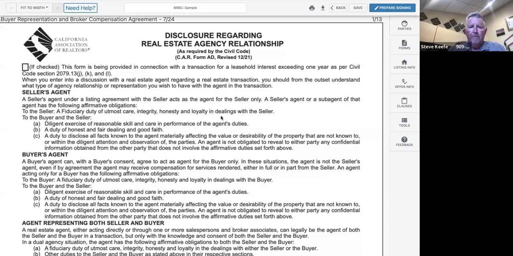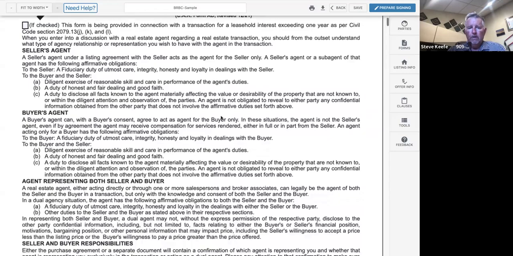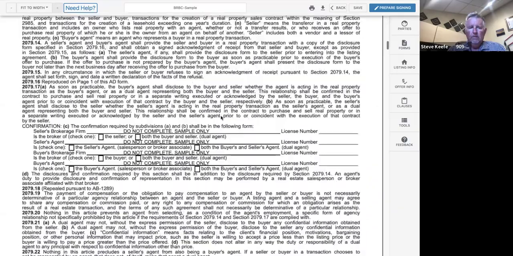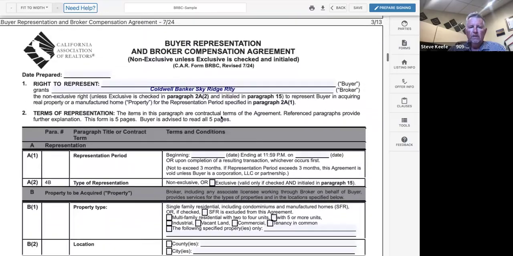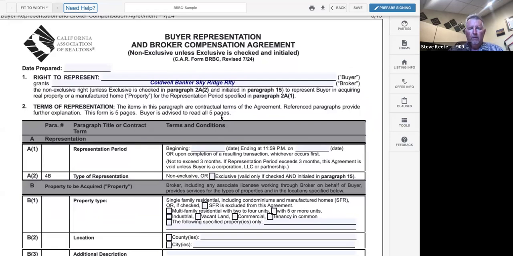Let's go through the 5 pages. The first 2 pages are the standard AD, which you're very familiar with, disclosure regarding agency relationships. So you've got 2 pages of that, and then you get into the buyer representation and broker agreement. I'm just going to walk you through each of the paragraphs so that you understand what it's all about and how you'll be using it.